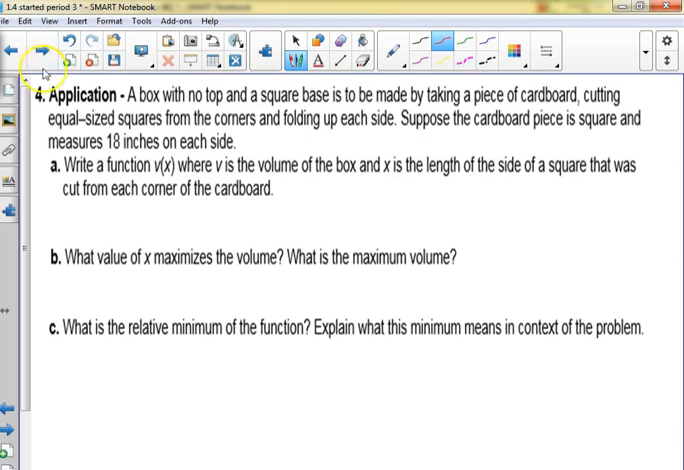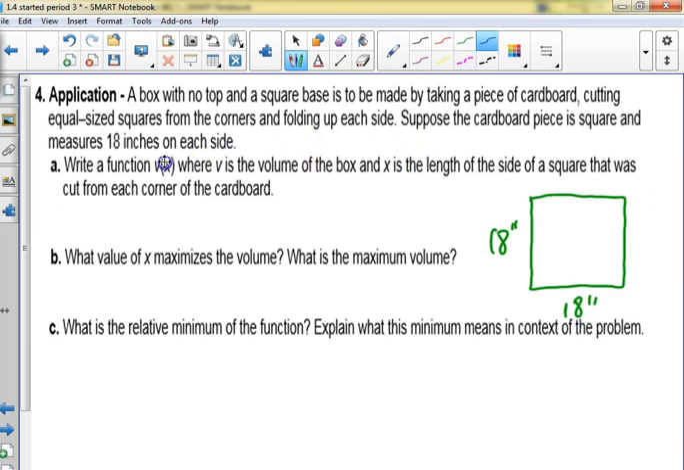All right. Let's do this application, and then we're going to go to those worksheets. A box with no top and a square base is to be made by taking a piece of cardboard, cutting equal size squares from the corners, and folding up each side. Sound familiar? Okay, this isn't going away. Suppose the cardboard piece is square and measures 18 inches on a side. Okay, is this different than before? What were we finding last time we did this question? Do you remember? The size of the original cardboard. Now we know the size of the original cardboard.